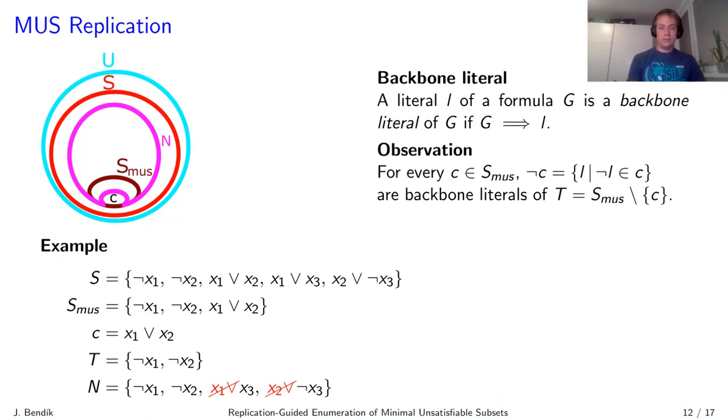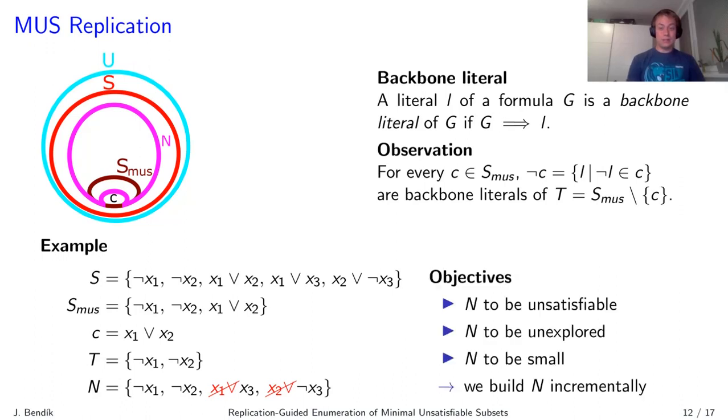So, we have seen on one particular example how to show that the particular set N is unsatisfiable just with propagating the backbone literals. However, the question is how to choose N. Recall that our objectives are to ensure that N is a seed. This means that N has to be both unsatisfiable, which we can prove with the backbone propagation, and also N has to be unexplored. Moreover, we would like to identify a small N, since small seeds are easy to be shrunk.